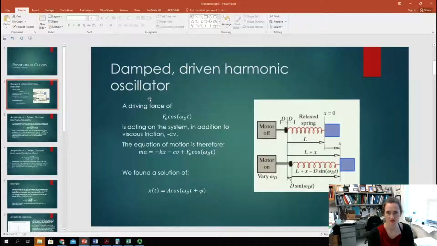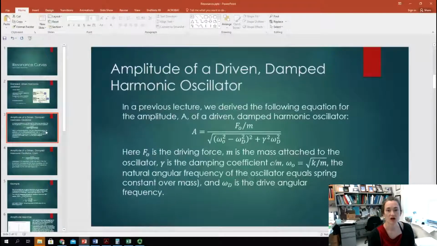So if you do the sum of the forces on our mass, object m, the sum of the forces ma is equal to minus kx minus cv plus F naught cosine omega_d t. Now, this is a second order differential equation, and we guessed the solution that the position with respect to time, x of t, was equal to A times cosine omega_d t plus phi, where phi was the phase constant. Now, in a previous lecture, I showed you that this guess works in this differential equation, and we solved for our phase constant, and we also solved for the amplitude of the damped driven harmonic oscillator.